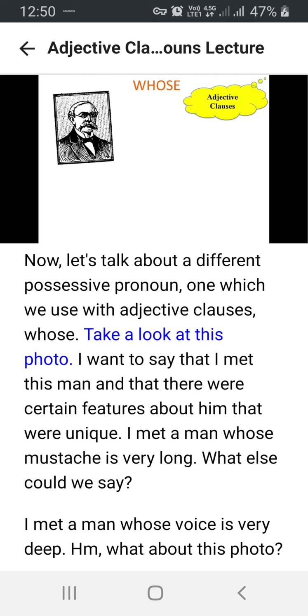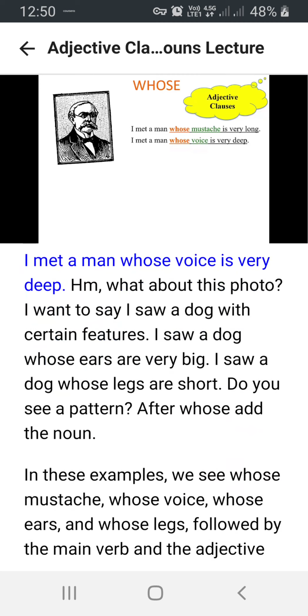I want to say that I met this man and that there were certain features about him that were unique. I met a man whose mustache is very long. What else could we say? I met a man whose voice is very deep. What about this photo?